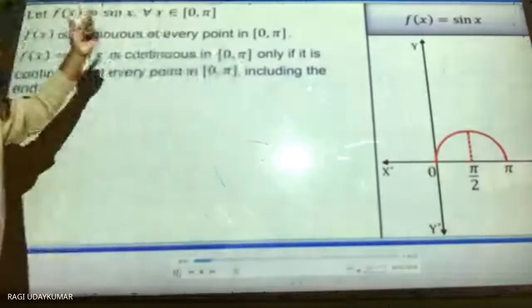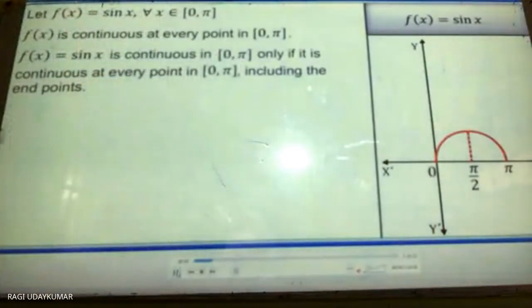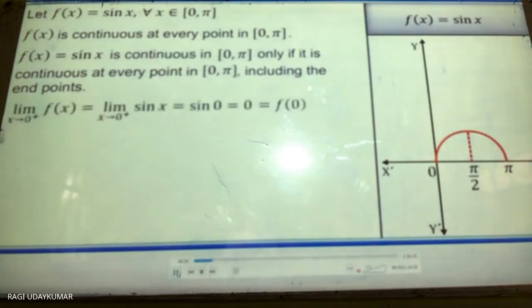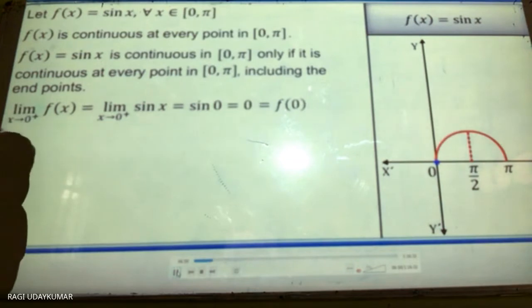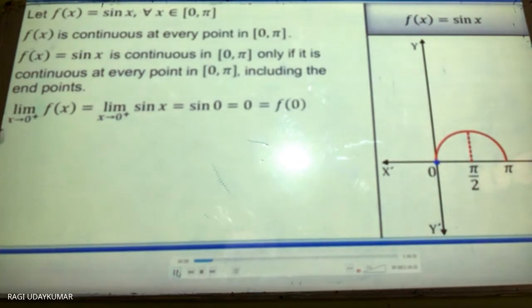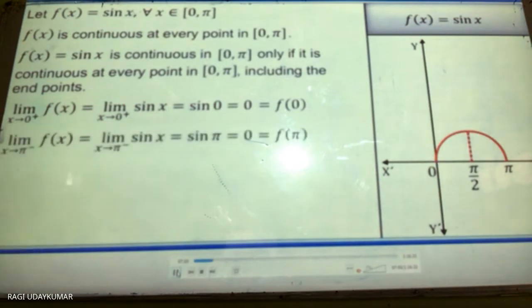Continuous in the domain is nothing but it should be continuous at every point in the domain. Continuous function in the given domain. One domain is given to you. It is continuous in the given domain means it should be continuous at every point in that given domain. So here, check at 0.